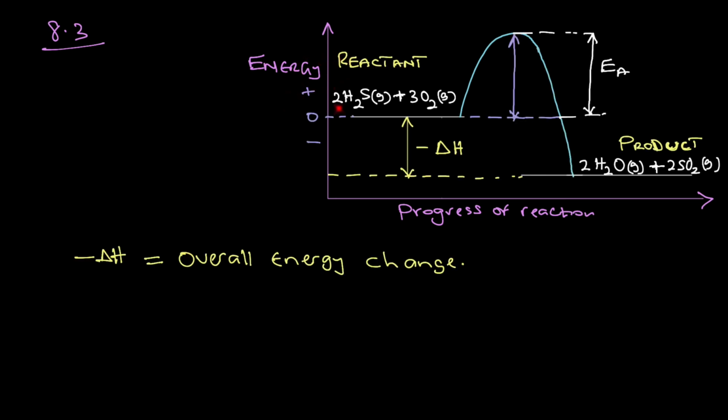So the energy profile for exothermic, this is it. This is the reactant and the energy path here, and the distance from the reactant to the top here is the activation energy, and the distance from the reactant to product is the overall energy change. So the overall energy change is minus delta H, and this reaction profile is exothermic.